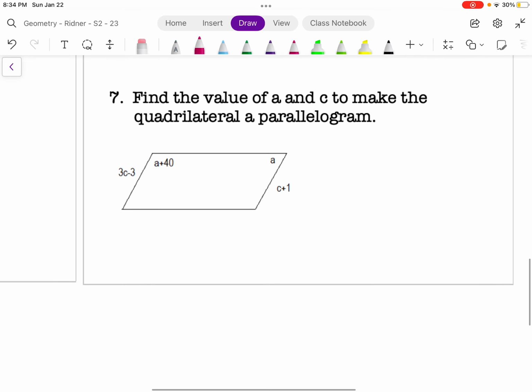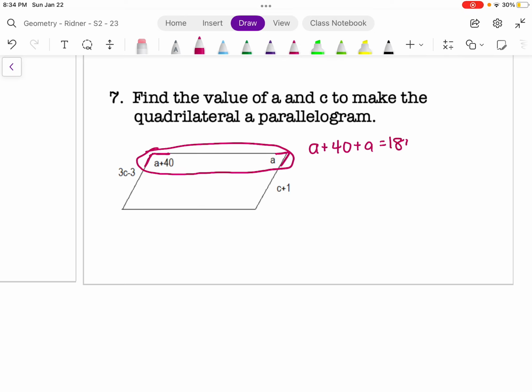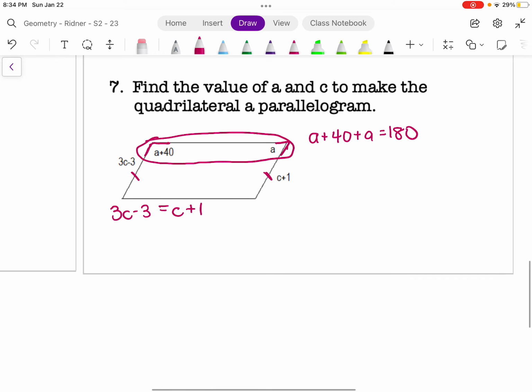And the last one, remember 2 angles that are side by side. So the big angle and the little angle added together must equal 180 degrees. So that would be the setup for that one. Whereas my sides must be equal. So I would set those equal to one another and solve. So parallelograms, pretty much everything that you think would be equal is equal. Everything that doesn't look equal, so small angle, big angle, adds to 180.